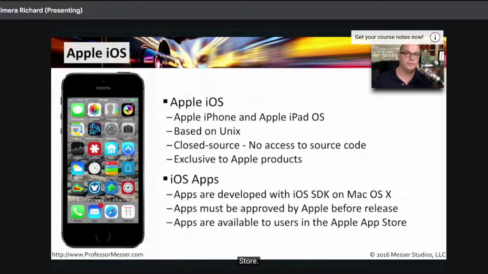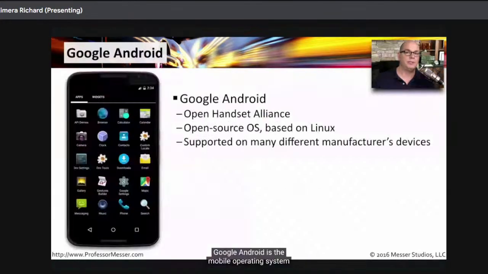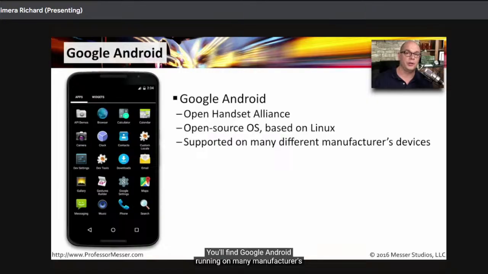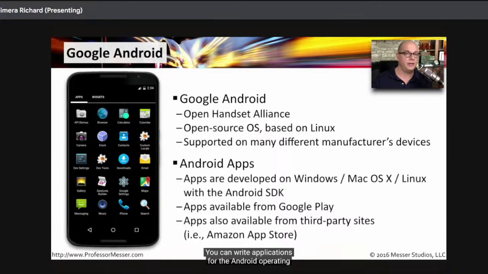Apple App Store. Google Android is the mobile operating system that is managed and maintained by the Open Handset Alliance. It's an open source operating system, which means you have access to all of the code, and it's based on the Linux operating system. You'll find Google Android running on many manufacturers' mobile devices. You can write applications for the Android operating system on Windows, on Mac OS X, and in the Linux operating system by using the Android Software Developers Kit. Developers can then make these applications available on Google Play or from third-party sites like the Amazon App Store.